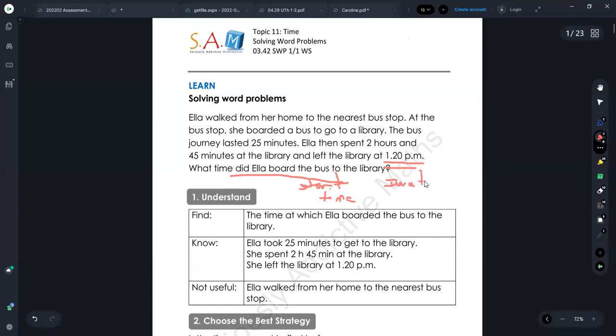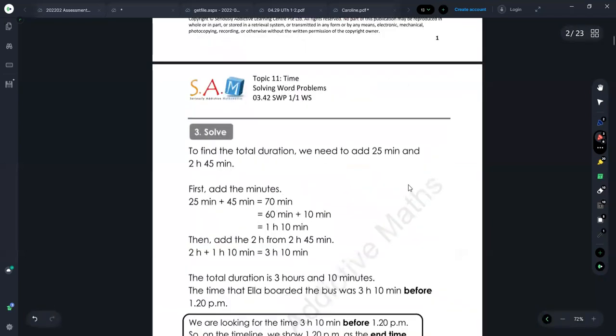To find the duration, basically what they need to do is add 25 minutes to 2 hours 45 minutes, and then you get the duration. Now, how do we add the duration? There are a few ways to do it.